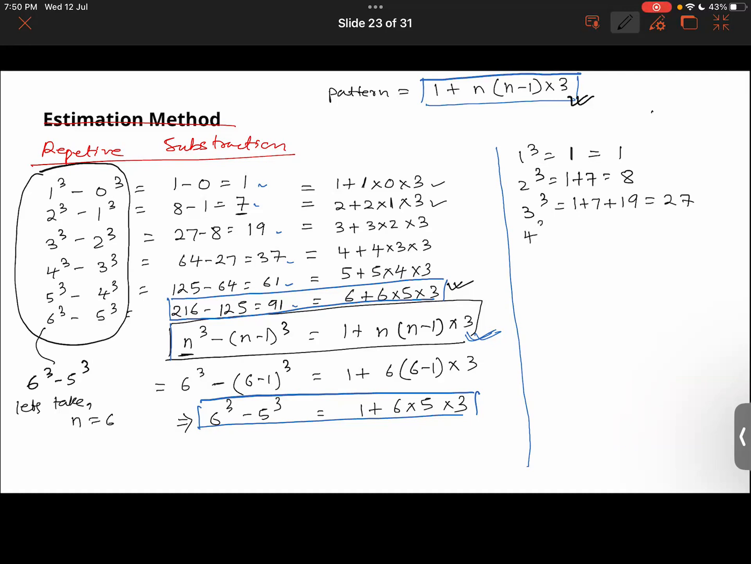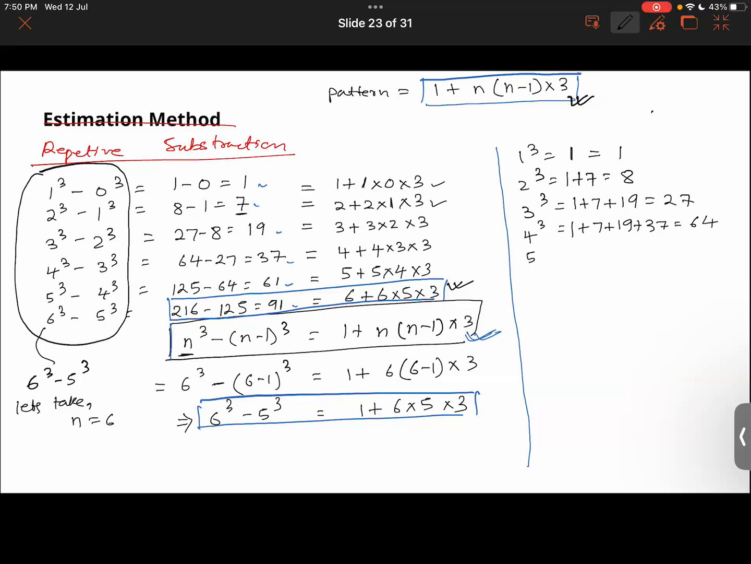Okay, yes, keep on observing the patterns. For 4 cube, can I write it like this? 1 plus 7 plus 19 plus 37. That will give me how much? Yes, 64.